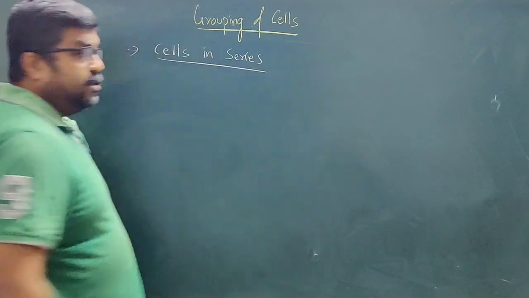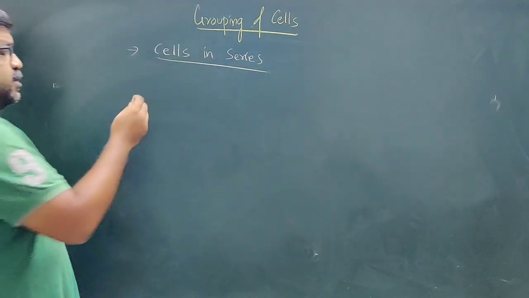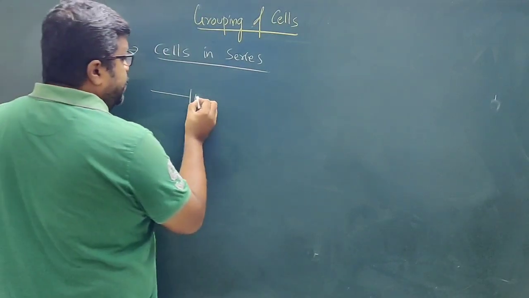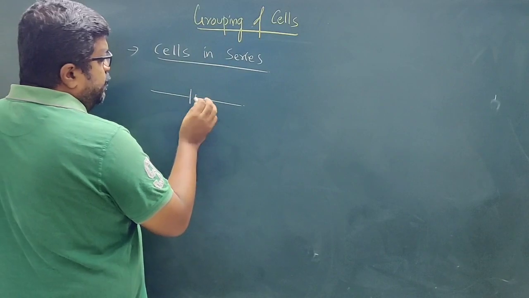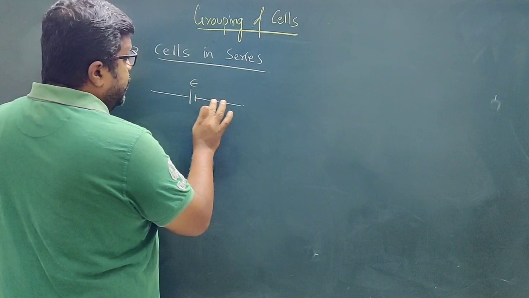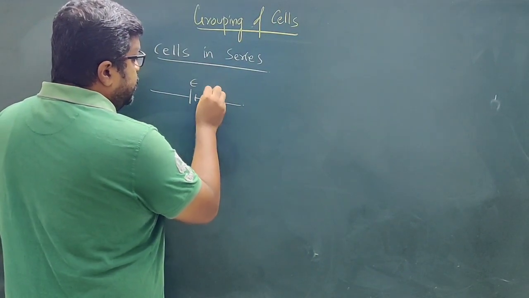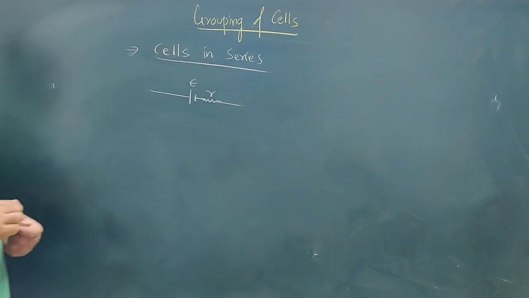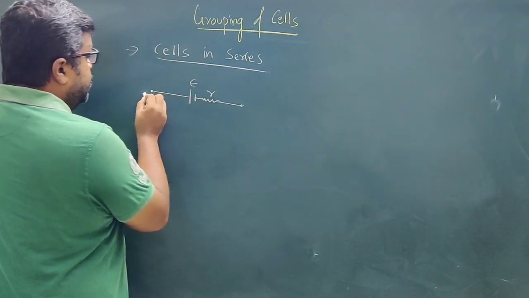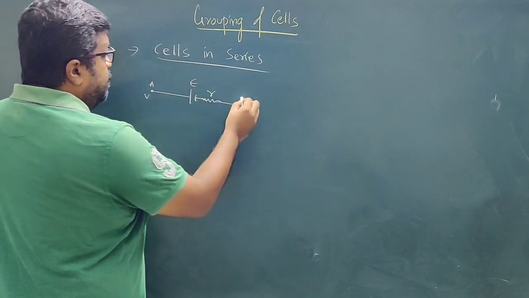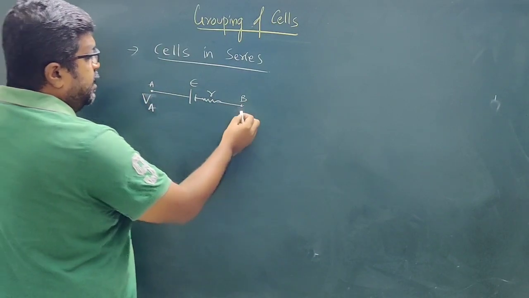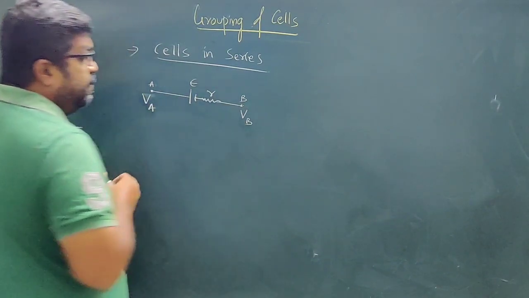Now see, first of all we need to revisit the fundamental concept. Suppose this is a cell of EMF E, and suppose this is the internal resistance of the cell. Now suppose this is terminal A and this is terminal B. So at A the potential is VA, at B the potential is VB.